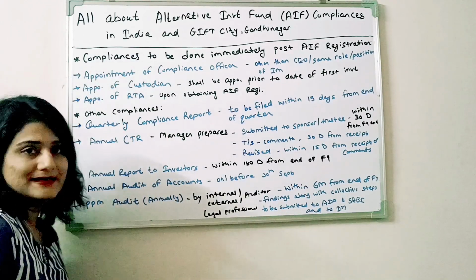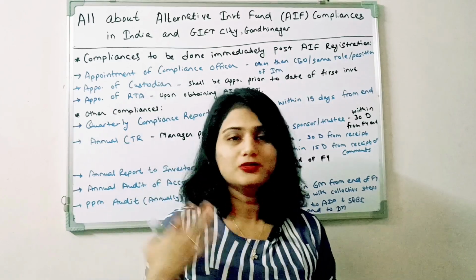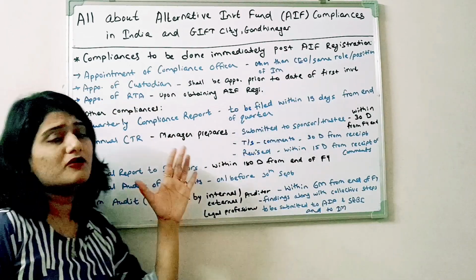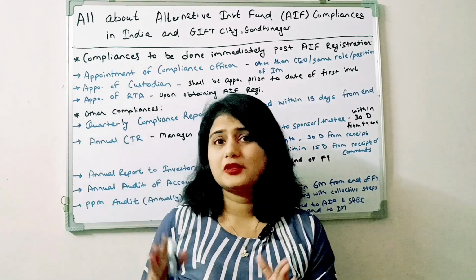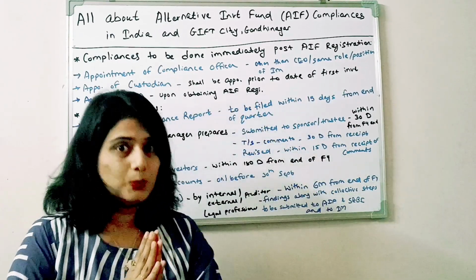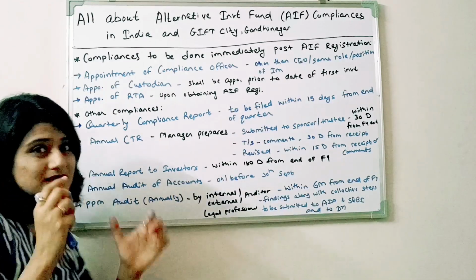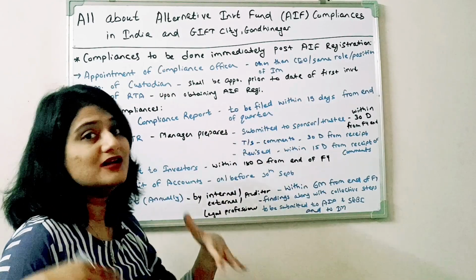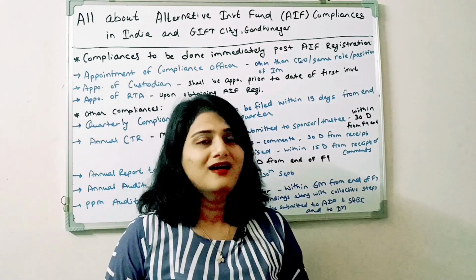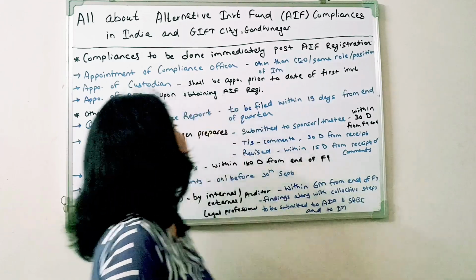Then appointment of RTA, that is registered share transfer agent. Upon obtaining AIF registration, you have to make the appointment of this RTA as well. Further, all the units, or say all the investment, should be in demat format only. Okay. Now other compliances. I am highlighting the major points over here. There may be other compliances as well that you can get an idea about by reading the regulations, or say the guidelines provided by SEBI.